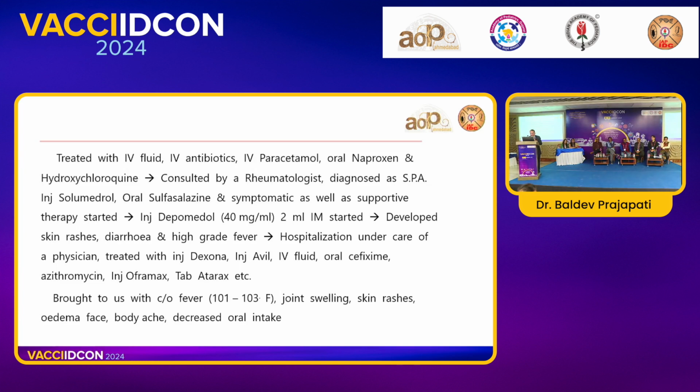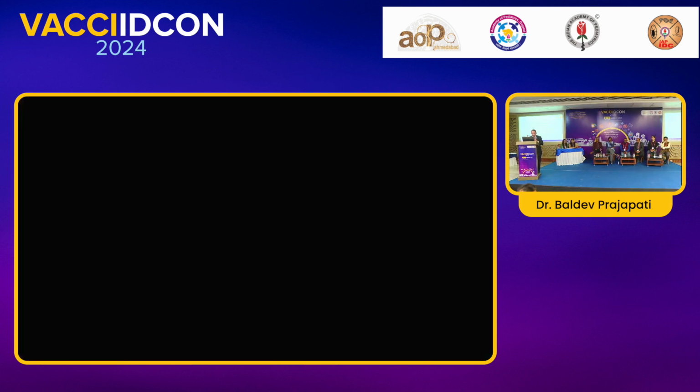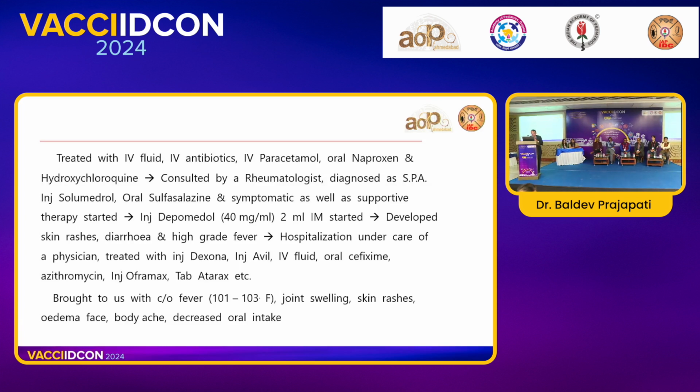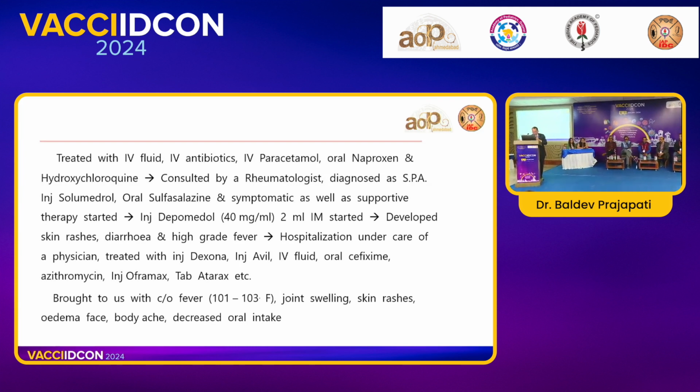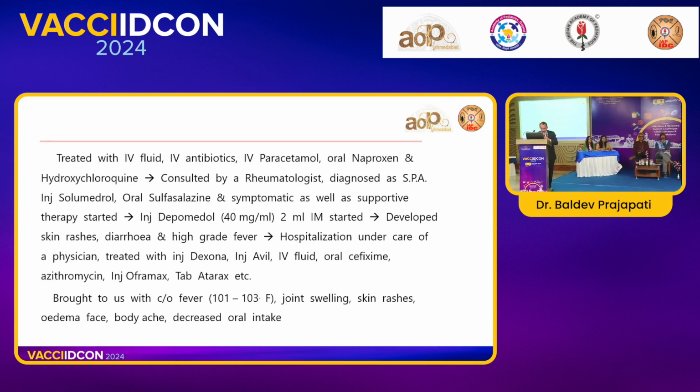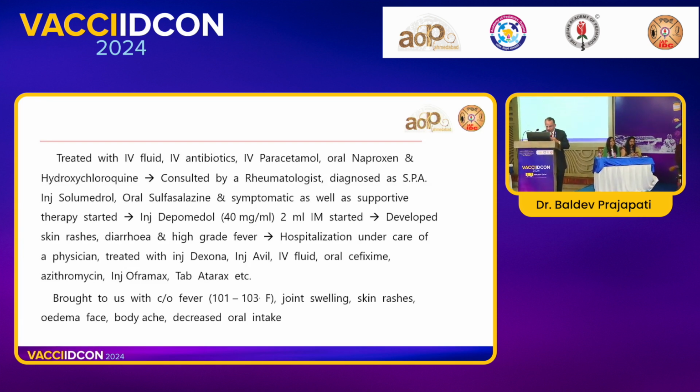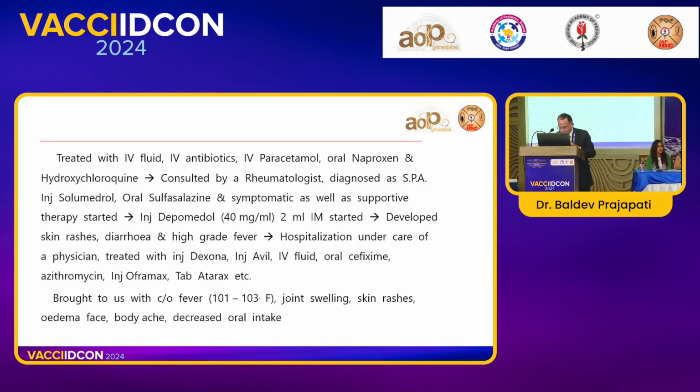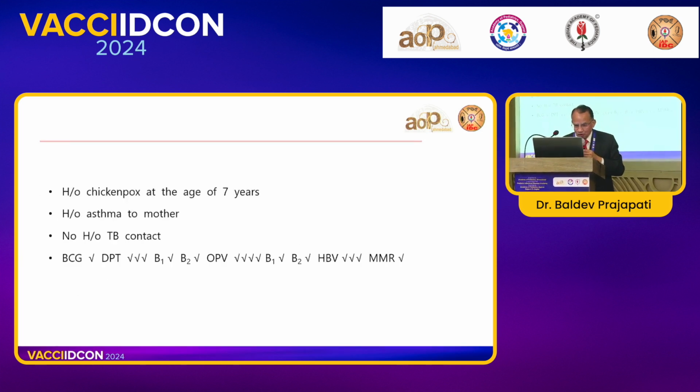Consulted by a rheumatologist, diagnosed as, I could not understand what is the SPA, but some rheumatological condition, started Solu-Medrol, oral sulfasalazine, and symptomatic as well as supportive treatment. Later on again the steroid, developed now skin rashes, diarrhea and high grade fever, which was considered due to some allergy, treated with some other drugs and antibiotics. When brought to us, fever 101 to 103, joint swelling, skin rashes, edema face, body ache was complained, and decreased oral intake, and probably I have these pictures also, I will show you.